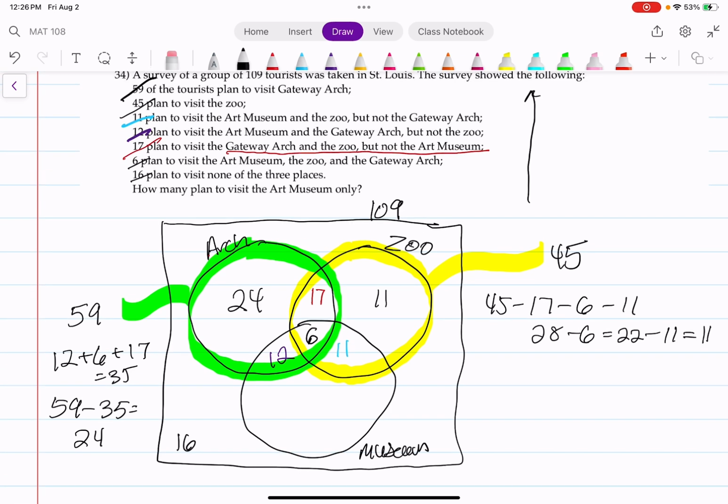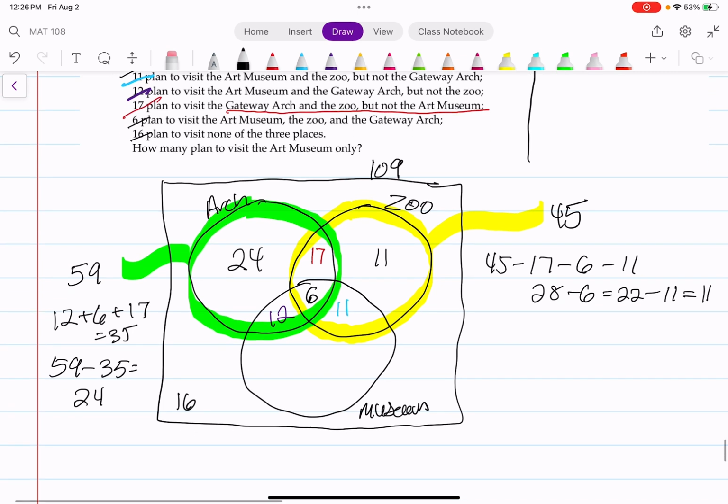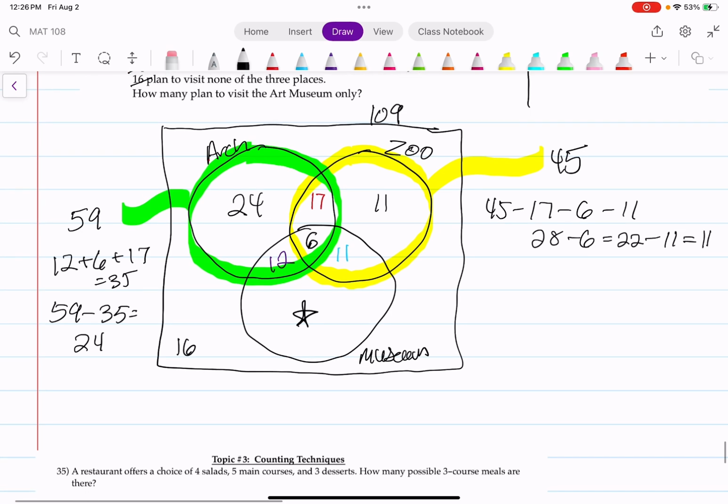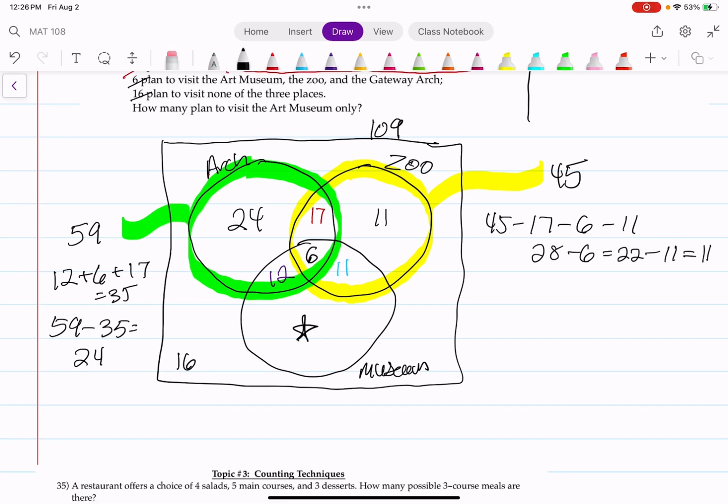And once again, the question asks, how many plan to visit the art museum only? So we need to find this part right here. Once we find the answer to that part, we've answered the question and completed the Venn diagram. We can do that by adding all the numbers in the Venn diagram and subtracting from 109. So that's going to be 24 plus 17 plus 11 plus 12 plus 6 plus 11 plus the 16 that is outside of the circles. Do not forget to add that.